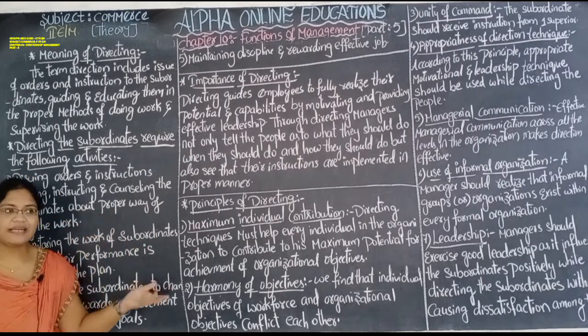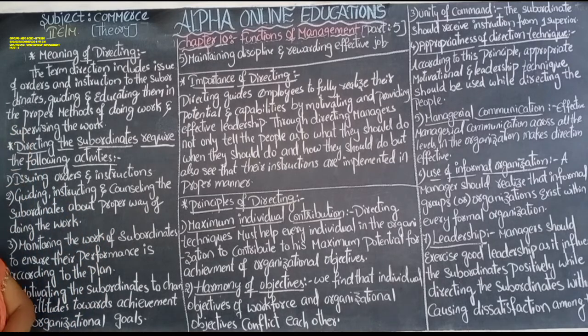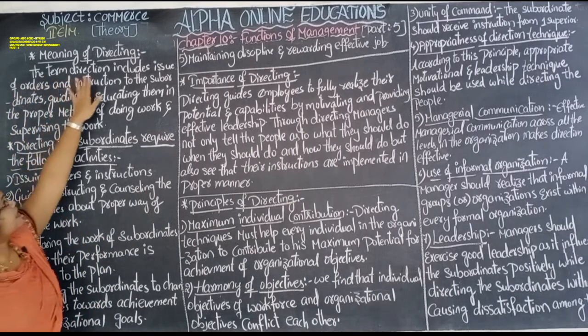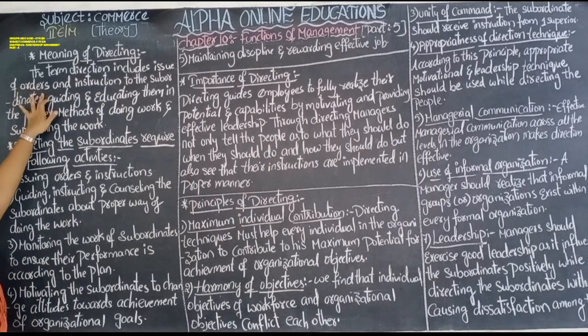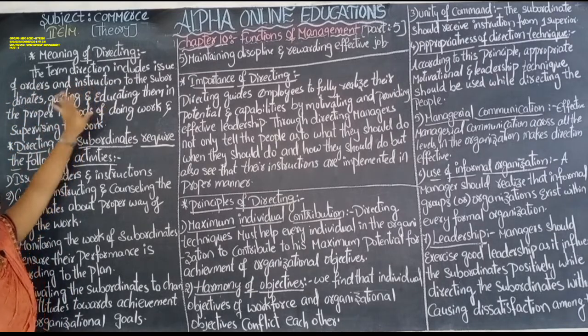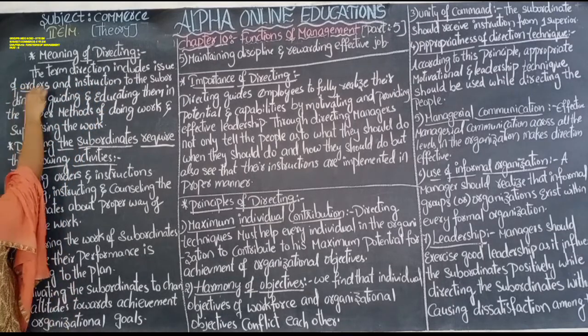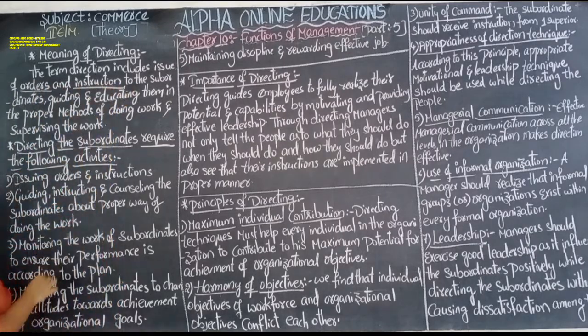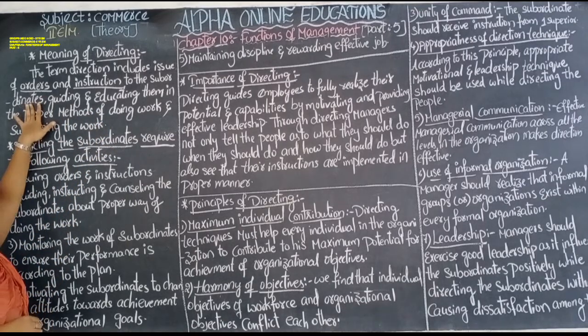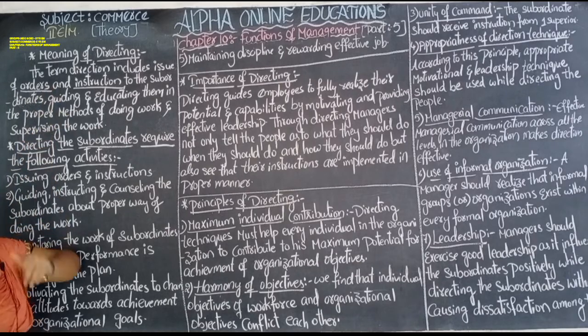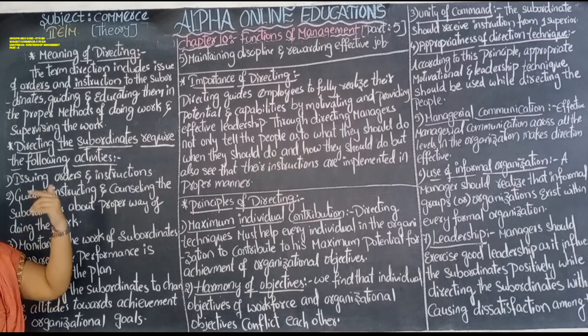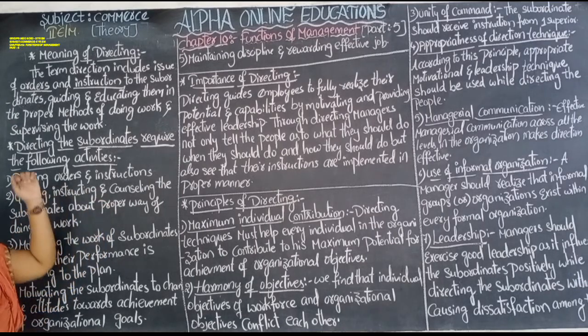Now let us move on to the meaning of directing. The term directing includes the issue of orders and instructions. It is the issue of orders and instructions to the subordinates. Issuing orders and instructions to whom? To subordinates. Who will issue those orders? Superiors, or management.